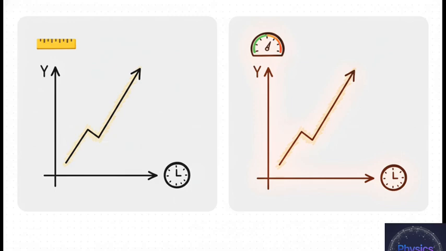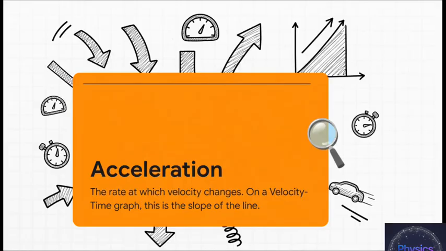And here's the absolute key difference. On this graph, the slope of the line represents acceleration. So, what even is acceleration? It's really just a fancy word for any change in speed. Is the object hitting the gas? Is it slamming on the brakes? That change, that speeding up or slowing down, is what we call acceleration. And on our graph, it's all shown by how steep that line is, the slope.